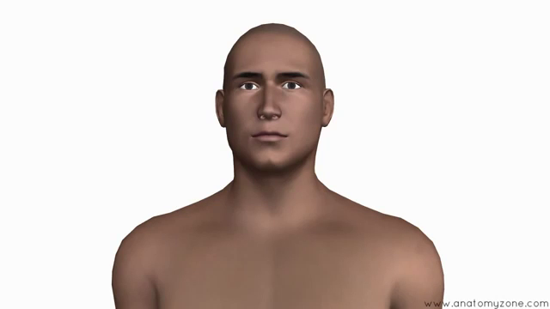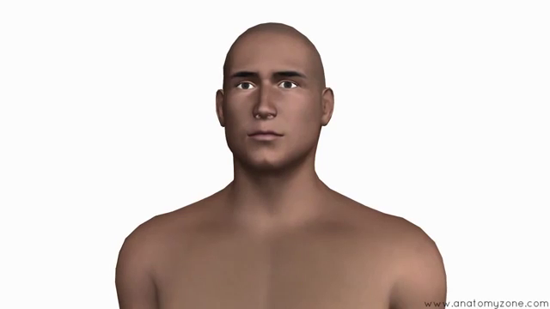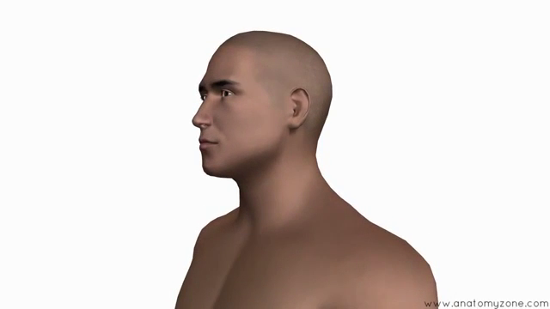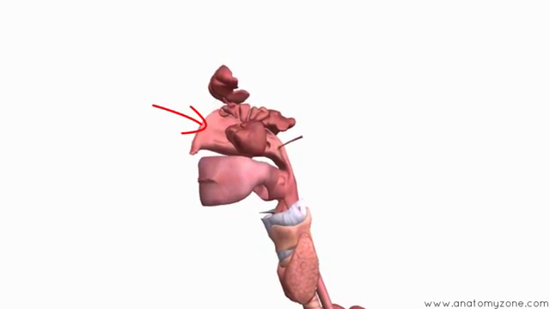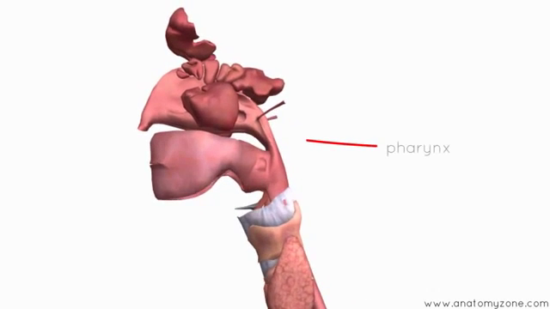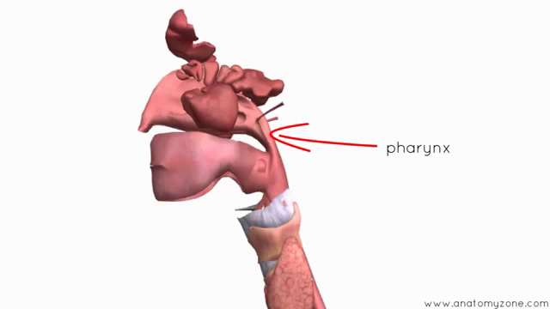So air first enters into the body through the nose and the mouth. So the nostrils contain hair which filter the air, and there's also a mucous membrane which lines the nose and the nasal cavities, which helps to warm and moisten the air as it passes through. And then when the air passes up into the nostrils and into the nasal cavities, so you can see these nasal cavities here, it passes into the pharynx. So just behind the nasal cavity is the pharynx, which extends down to the larynx and the esophagus.